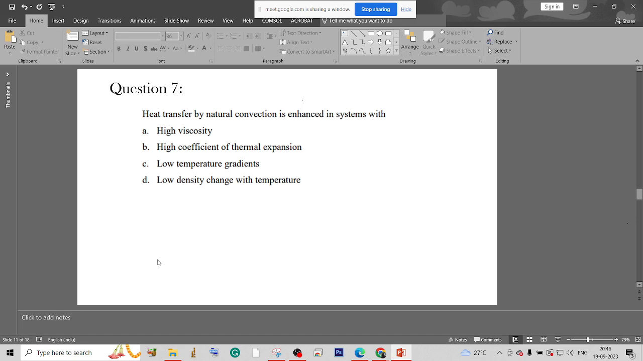Then high viscosity means nu high. Nu high means Grashof number low, right? Inversely proportional. So obviously this is also not true. So the true option is B. Let us check this also. High coefficient of thermal expansion means beta high. If this will increase, then obviously Grashof number will increase. That is, the answer is option B.